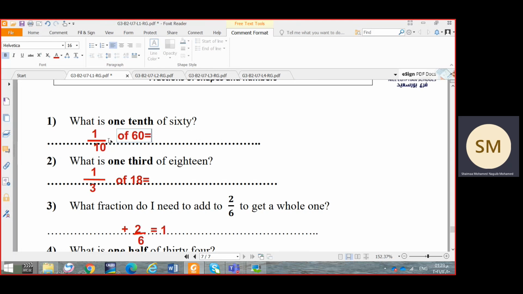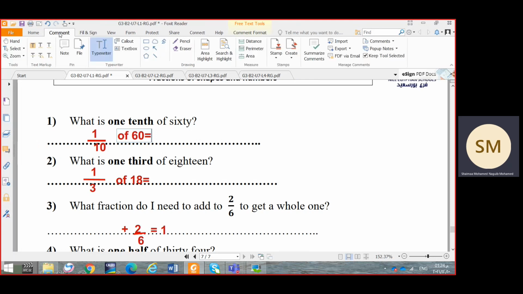I want 1/10 of 60. What shall I do on this? So listen to me carefully. I will say to myself, I will make divide. I will look at the denominator like this. I will divide it into 10.